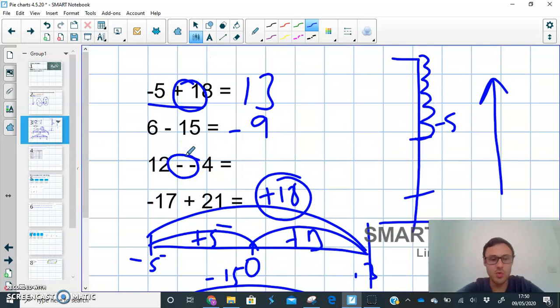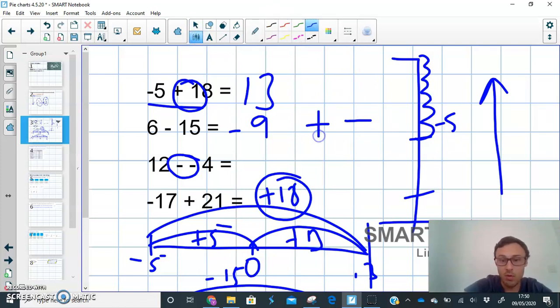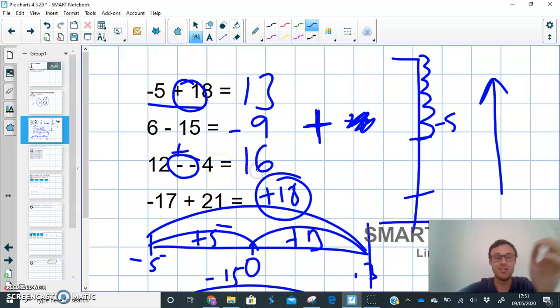Now here you will see we're doing 12 take away negative 4. You've got this sign, and these two negatives here can end up becoming a positive. So that one flips around and goes on top there and it becomes a positive. So what you end up having, two negatives to make a positive, is 12 add 4, which is 16.